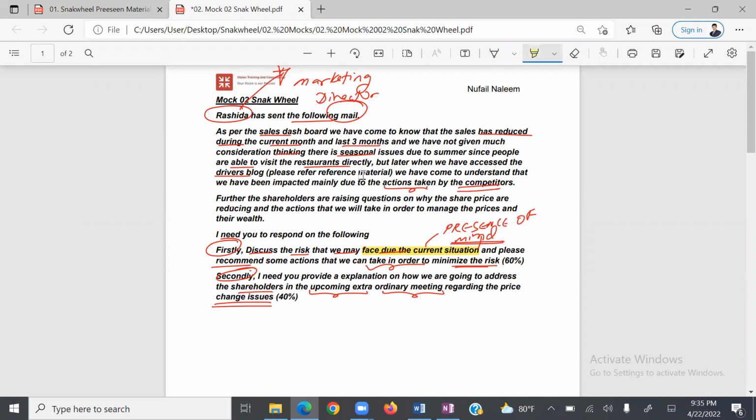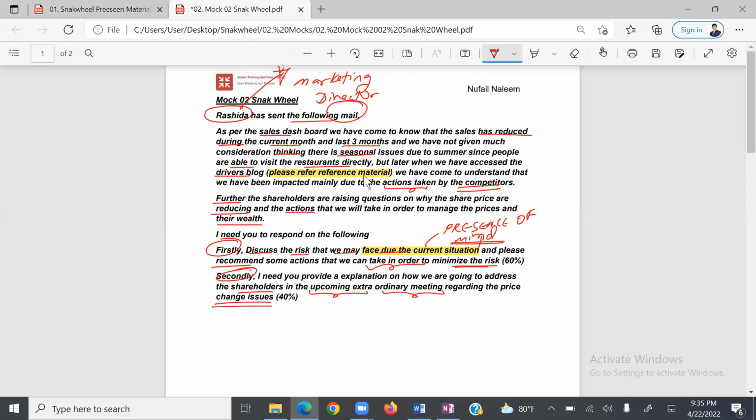So students, in the examination, they will always give you reference material, and the reference material is critically important in order to score a lot of marks in the examination. Further, the shareholders are raising questions on why share prices are reducing and the actions that we will take in order to manage the prices and the wealth.